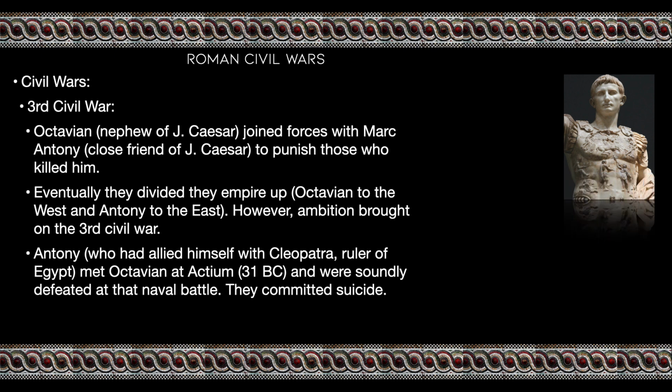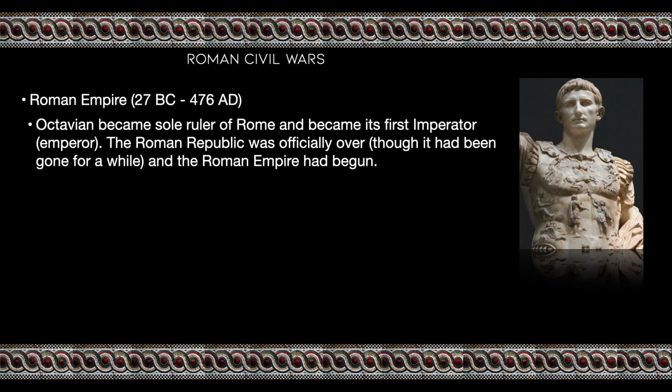Antony will ally himself with Cleopatra, the queen of Egypt, and eventually they will meet at the famous Battle of Actium in 31 BC, a naval battle, in which they will be soundly defeated by Octavian's navy. They will commit suicide at the end of this, leaving Octavian in command of Rome. He will become the sole ruler of Rome and become its very first imperator or emperor.